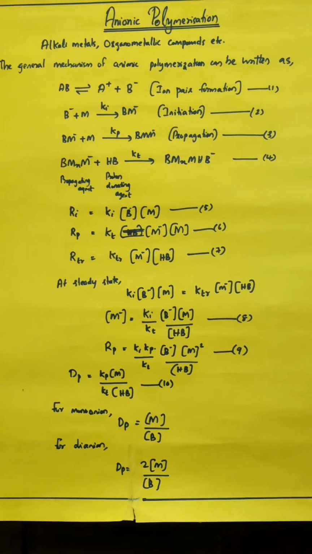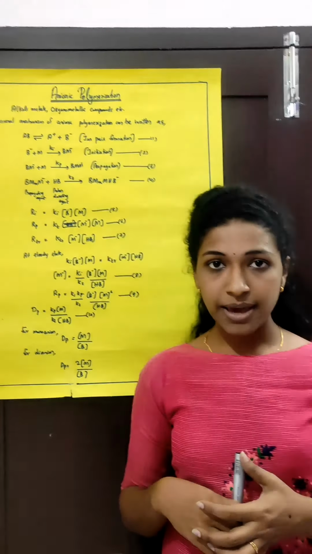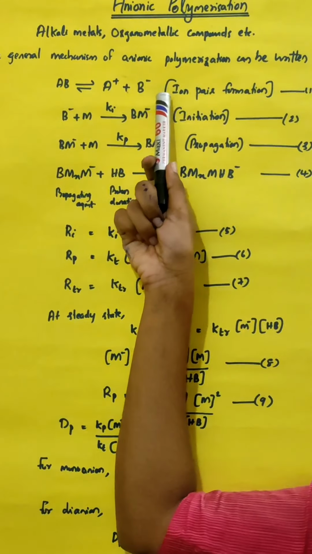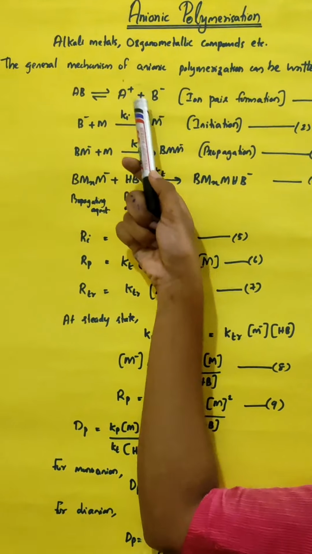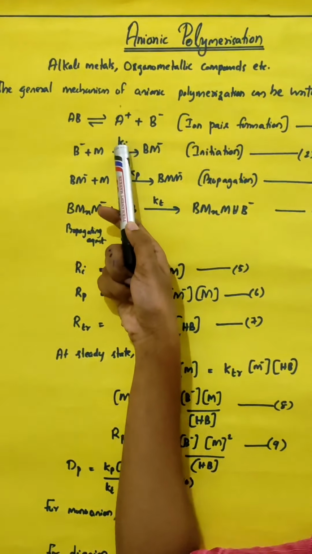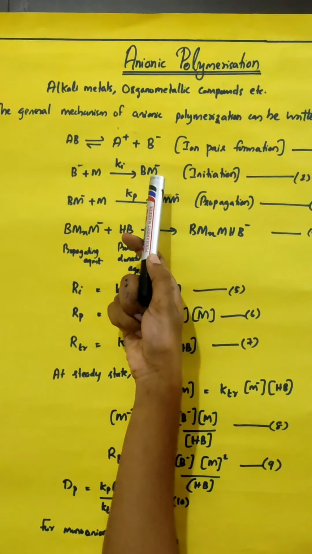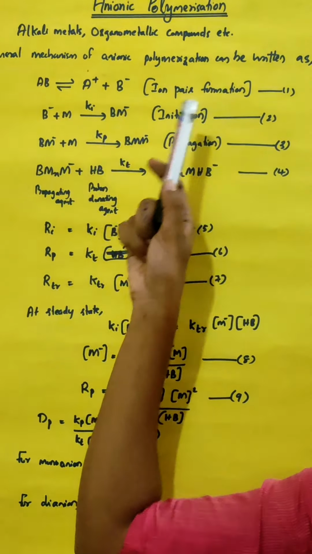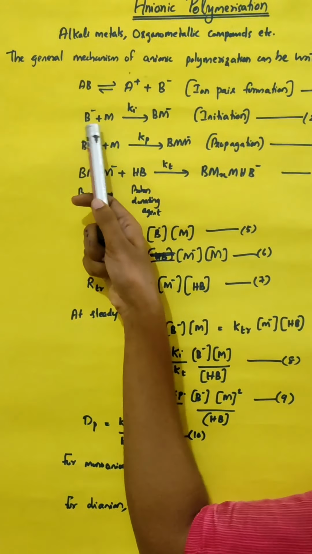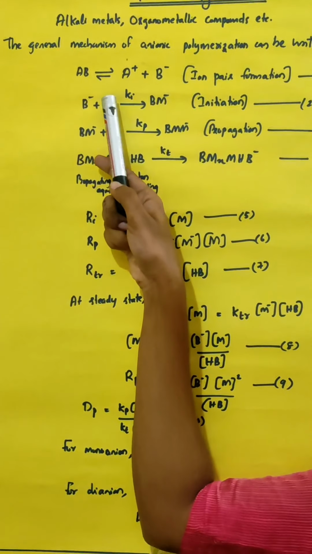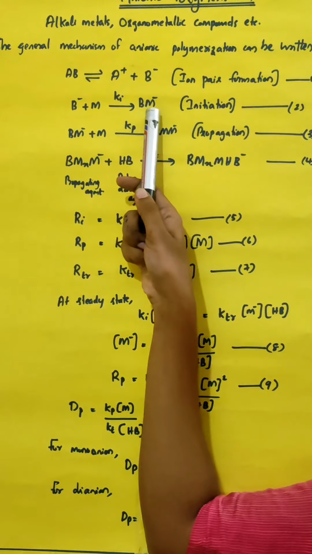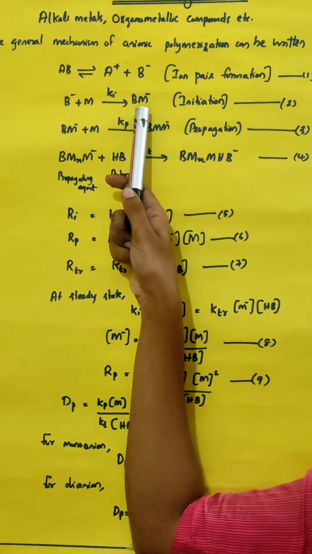First is ion pair formation, that is AB, which dissociates to form A plus and B minus. Then this B minus reacts with a monomer to form BM minus, which is the initiation step. In this initiation step, we can see that the active center is transferred to the monomer.